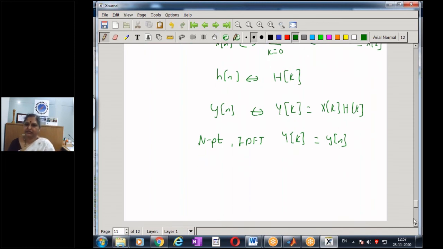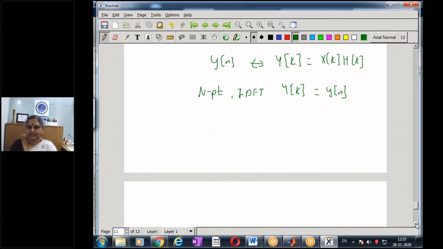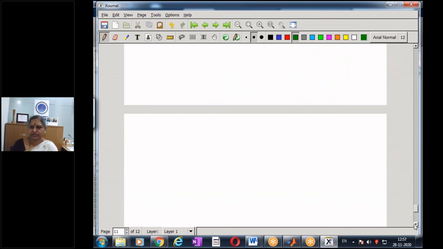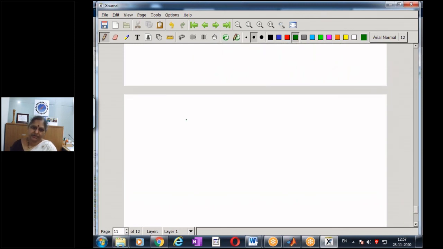Now we shall be discussing the discrete Fourier transform in a module later on, and hence we will take this up later. But for completeness, we can attempt to do this problem now. Let us take the help of MATLAB in computing the N-point DFT. Here we are given the sequence x of n, considering the same example, as 1, 2, 3, 4, and h of n is say 2, 4, 6.